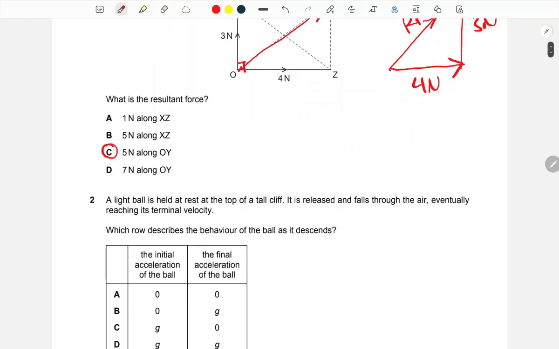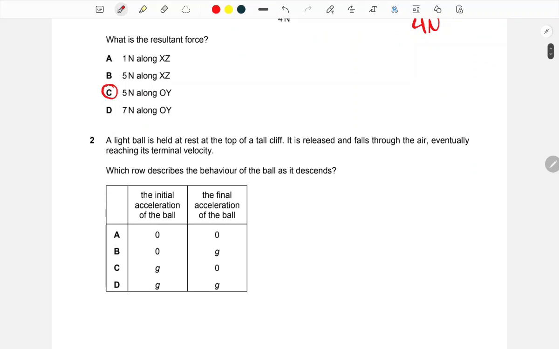Number 2. A light ball is held at rest at the top of a tall cliff. It is released and falls through the air, eventually reaching its terminal velocity. Okay, so terminal velocity means the forces are equal, so the resultant force is going to be 0 and the object is going to be moving at a constant speed. Which row describes the behavior of the ball as it descends?